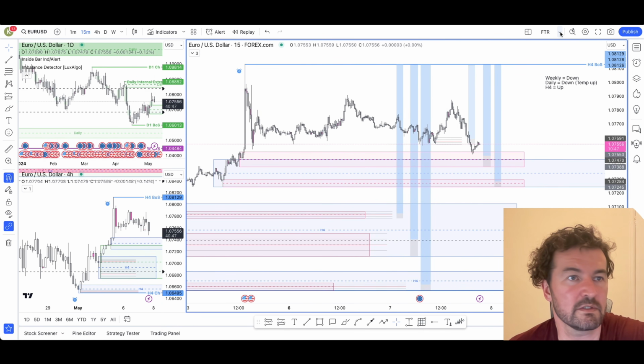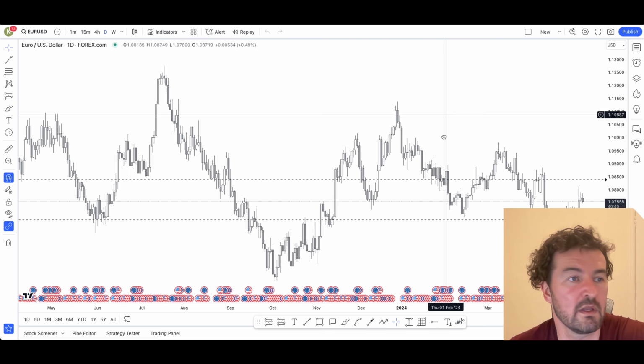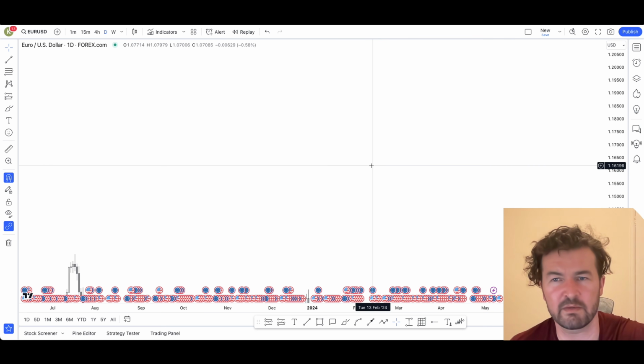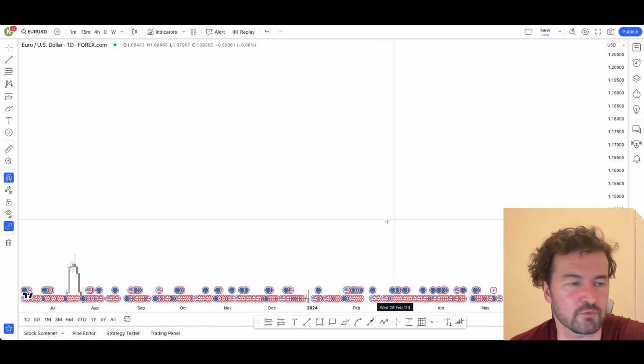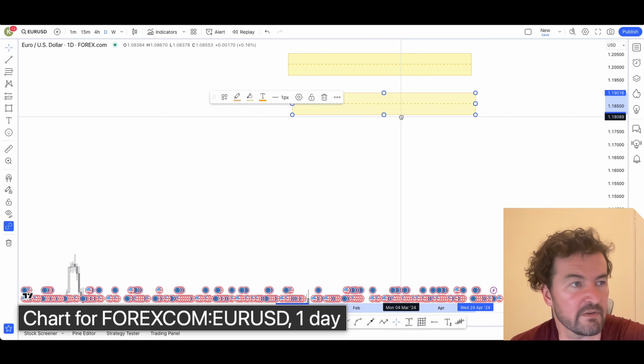So I'm going to start off by making us a new layout, so we can just use a naked chart. I'm going to draw the strategy for you guys, really simply. I'll go through it in a little bit more detail when we're drawing it up on the actual charts. FTR is a zone-to-zone strategy. So think of it like this.